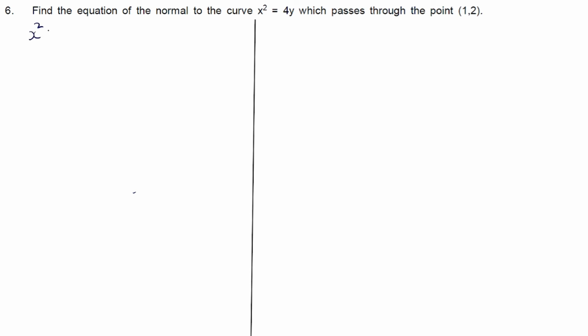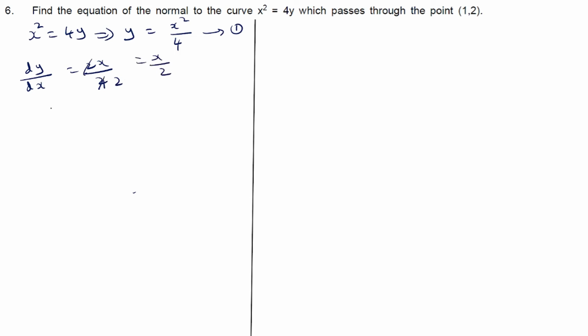So the given curve is x square equal to 4y, or from this we have y is equal to x square upon 4. Let us take this as equation 1. First let us find the slope of the normal. So further let us differentiate this. dy by dx is equal to 2x upon 4, or it is equal to x by 2. Now slope of the normal equal to minus 1 by dy by dx, or it is minus 2 by x.